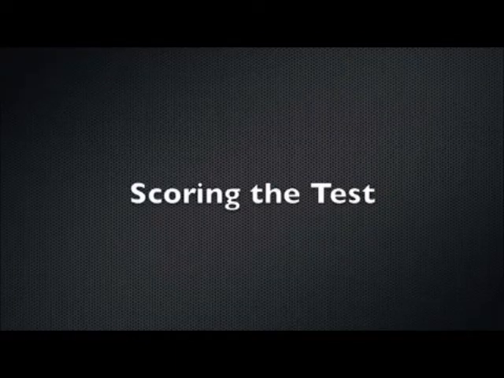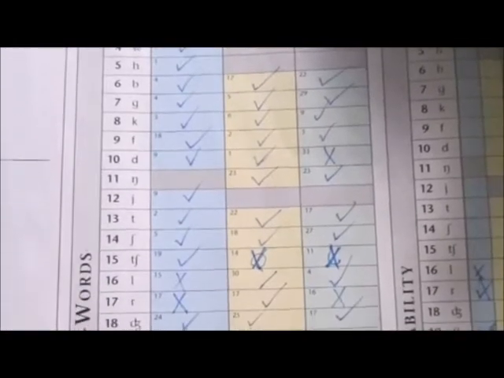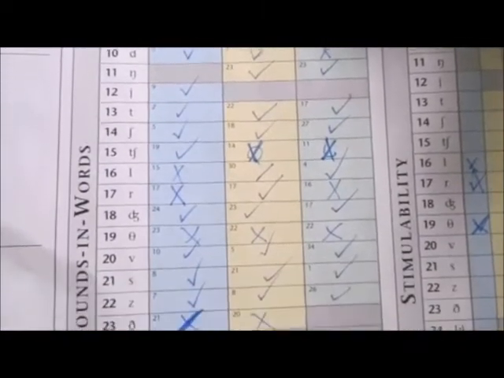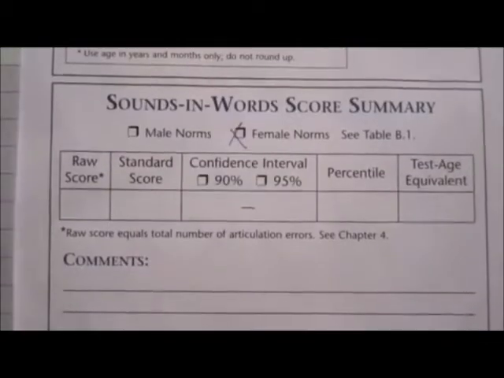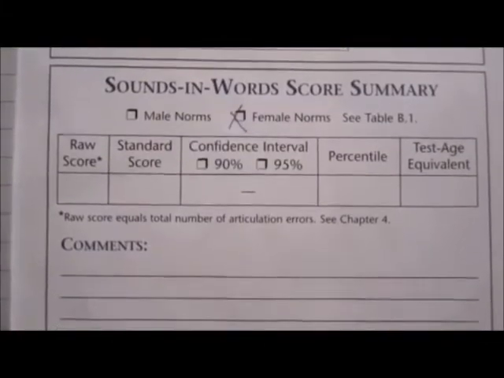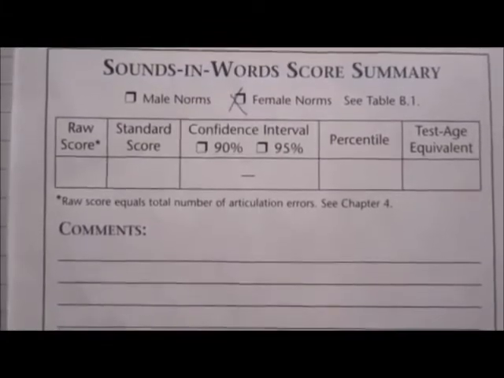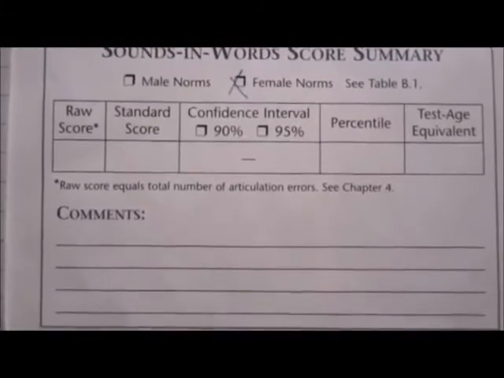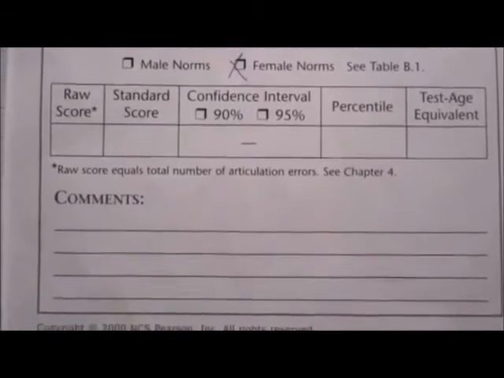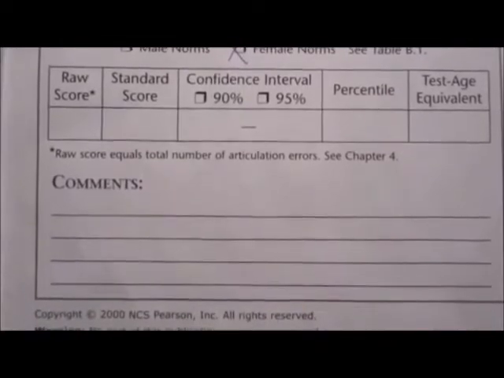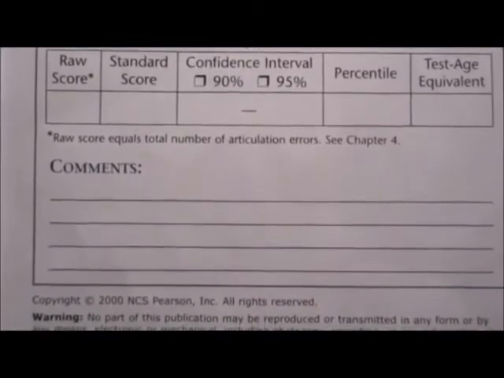Scoring the test. The test is scored by determining the raw score from sounds and words. The total number of articulation errors, marked by an X, are counted. The raw score is recorded in the sounds and words score summary section. The raw score is then used to find the standard score, confidence interval, percentile, and test age equivalents.